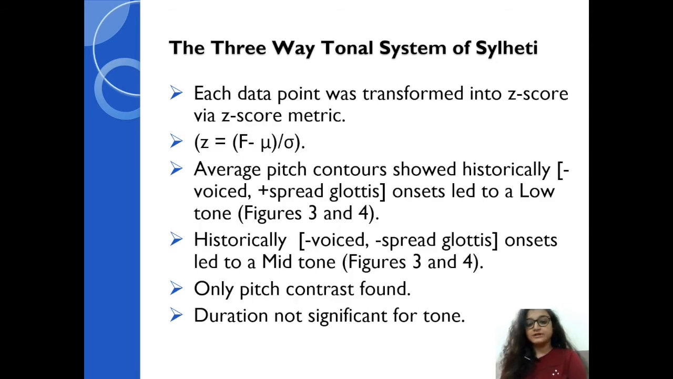Each data point was then transformed by the Z-score metric system, and when we plotted average pitch contours, we found that they were highly contrastive. The onsets which were historically aspirated, voiceless aspirated, led to a low tone, and those which were not aspirated led to a contrastive mid tone. We found only pitch contrast. Duration was not at all significant, so we are not including that.